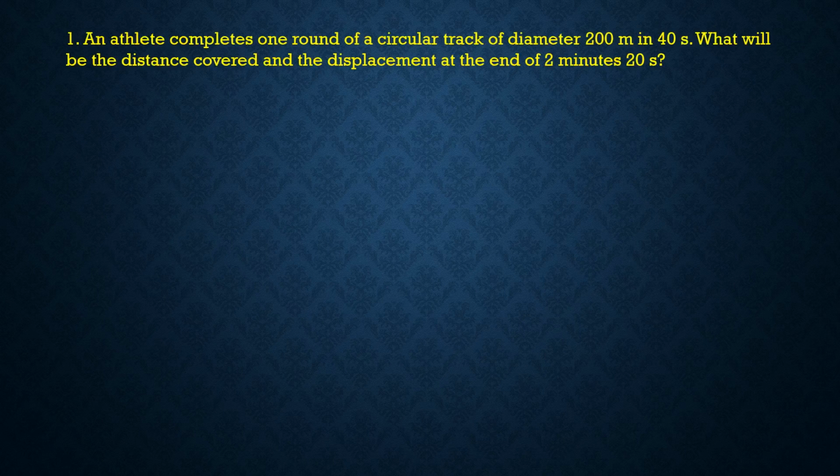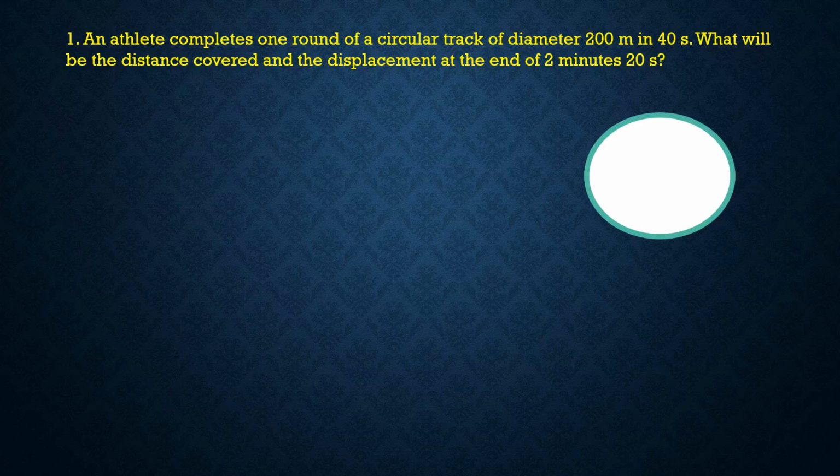Hello students, today we will solve numerical problems of NCERT textbook exercise. First question is, an athlete completes one round of a circular track of diameter 200 meter in 40 seconds. What will be the distance covered and the displacement at the end of 2 minute 20 seconds?